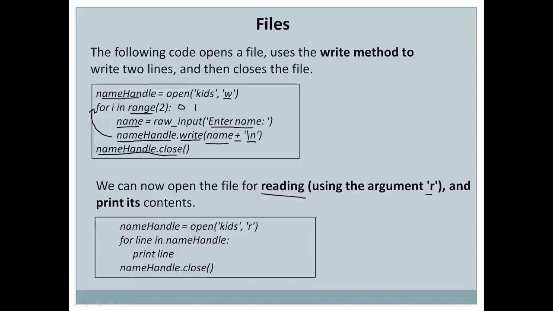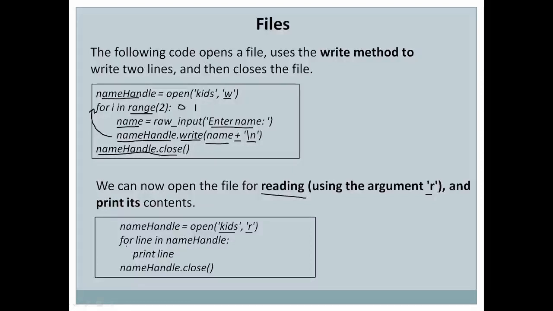Now let's see a code by which we can read from the file. So again, name handle is equal to open the file kids. The argument here is different. The argument is r. r represents read. The file will be opened in read mode. So once the file is open, or once the file handle is created, we can read from the file.